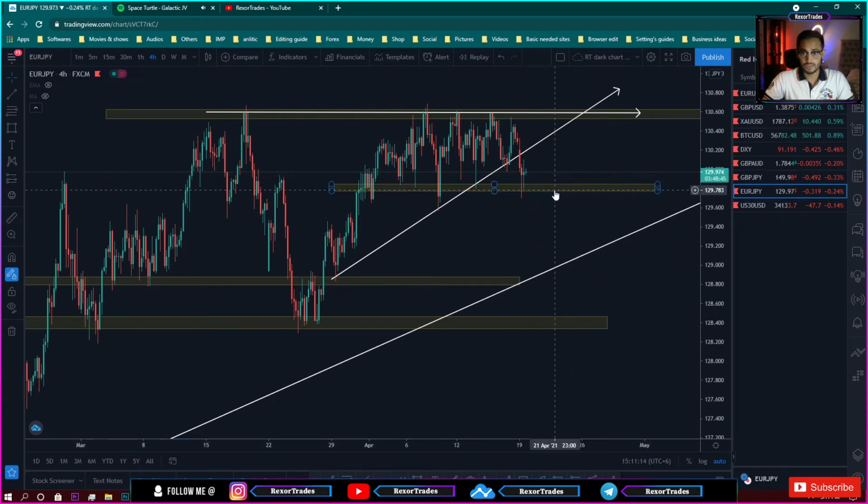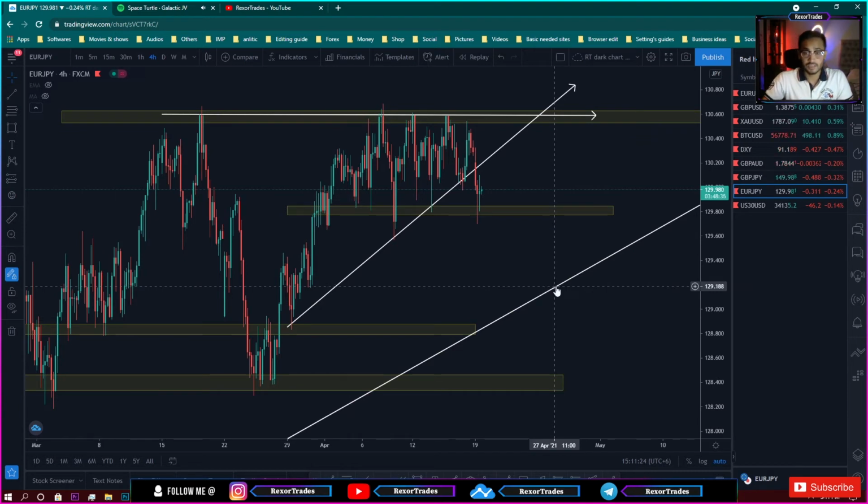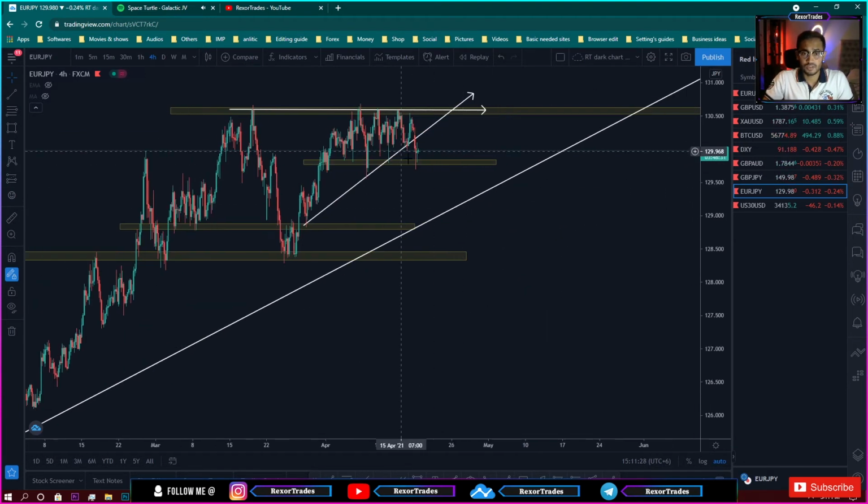Let's close this one. Yes, so wait for the price to actually break out of this zone right here, then you can take a short entry, probably setting your TP around this zone, around this trend line. The price should be retesting this trend line. Okay, so wait for the price to break out of this zone, then you can take a short entry.